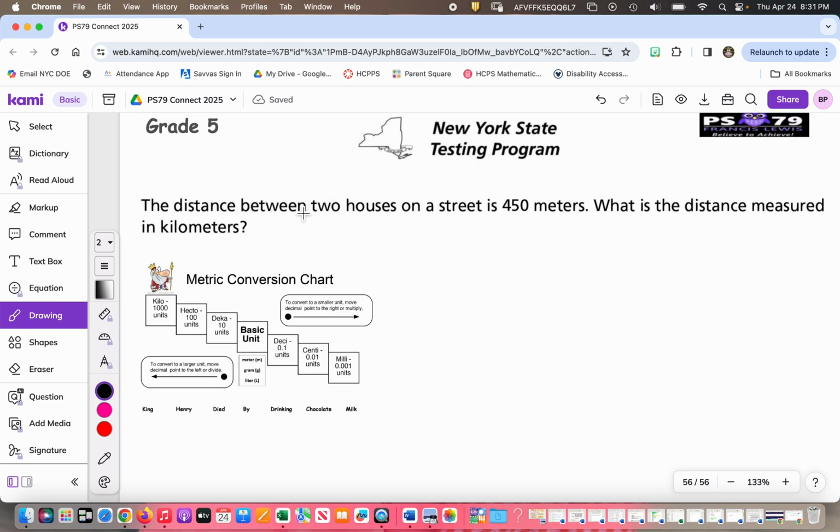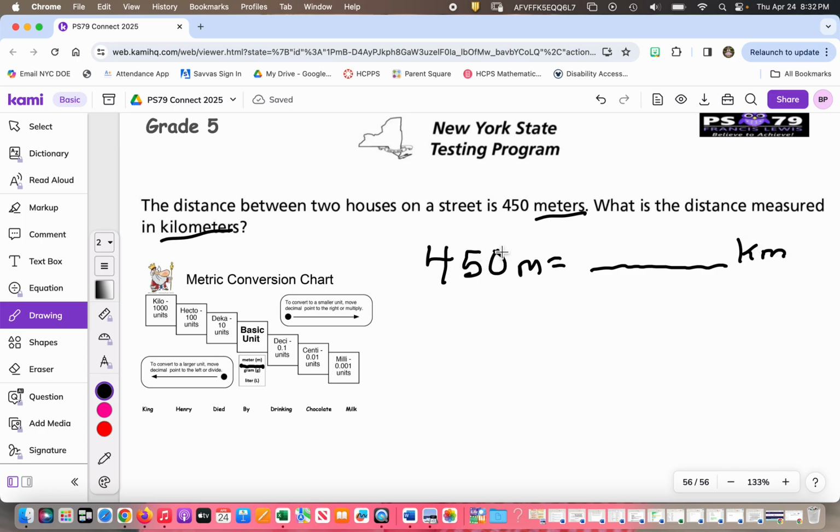So what do we know from this question? We know the distance between two houses on a street is 450 meters. So the first thing we're going to know here is our basic unit. We're using meters. You do convert grams and liters the same way, but here we're dealing with length, so we're dealing with meters. And what do they want to know? They want to know the distance of 450 meters in kilometers. So they want to know how many kilometers is 450 meters.